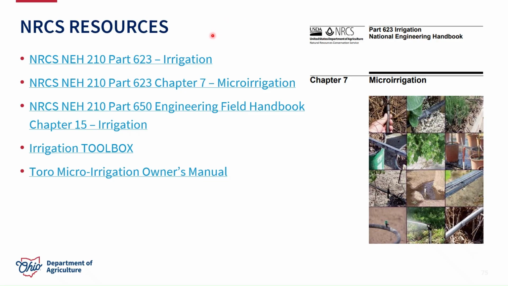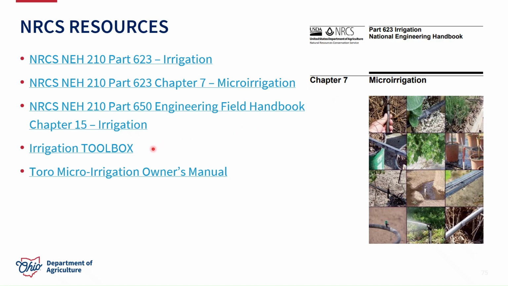The National Engineering Handbook has sections on irrigation and specifically Chapter 7 on microirrigation that have a wealth of knowledge and example pictures in the design process and all the terminology further than what we discussed here in this TDP and are really good resources to look at. Similarly, the Engineering Field Handbook, Chapter 15 on irrigation is a good place to start. You could get some of those basics of what constitutes the irrigation system design.